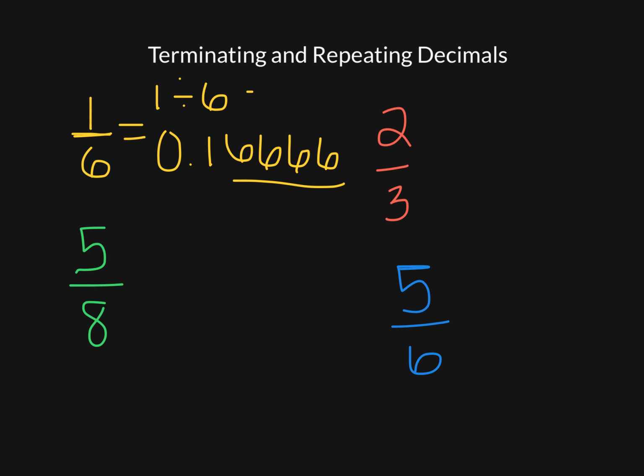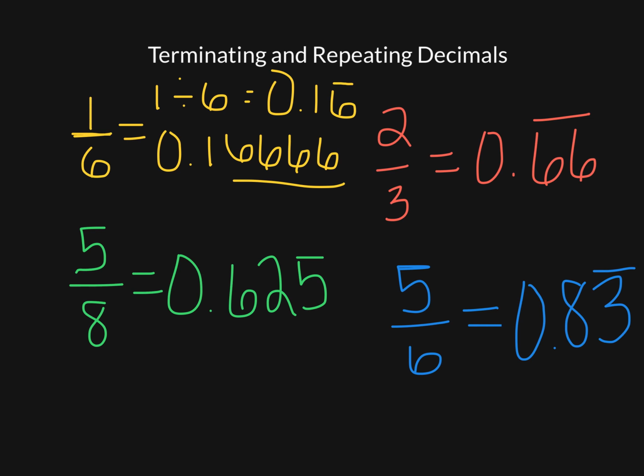So we would write that as 0.16, and we would put this bar atop the 6 to tell us that it repeats instead of writing all the 6's like I did the first time. So now we're going to take a look at 5/8, 2/3, and 5/6. Go ahead and copy those down on your paper and do the division and write what you get. And then check back to see if it matches what I have.